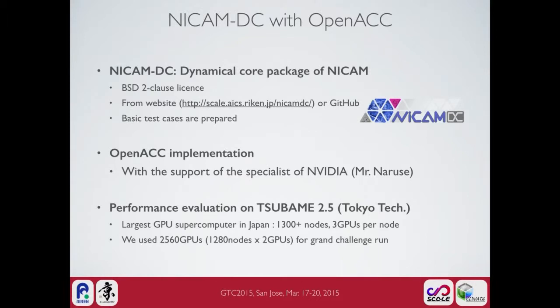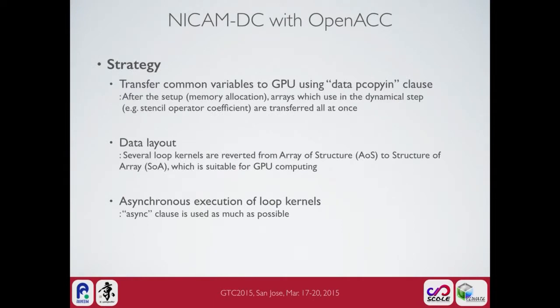And the performance is evaluated on the Tsubame 2.5 supercomputer at Tokyo Tech. The Tsubame 2.5 is the largest GPU supercomputer in Japan. It has over 1,000 nodes and 3 GPUs per node. We used 2,560 GPUs for the Grand Challenge Run. And I will introduce the strategy for implementing OpenACC.